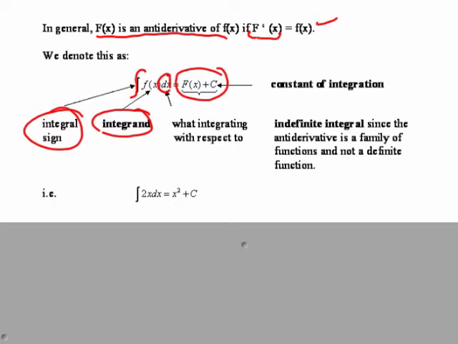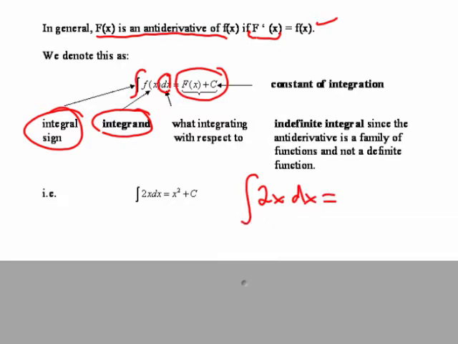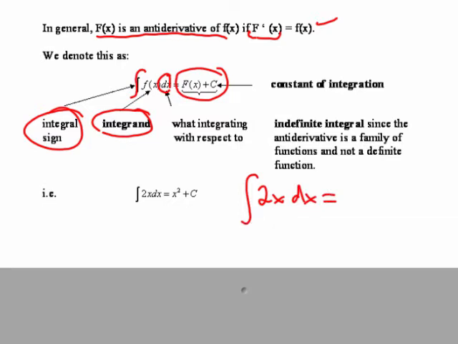So with the example I had above, if I was doing the antiderivative of 2x, I would write that as the integral of 2x with respect to x. And the meaning of this again is, remember, what function has 2x as its derivative? Well, x squared does, plus a constant of integration. So integration or antidifferentiation is just the reverse process of differentiation.